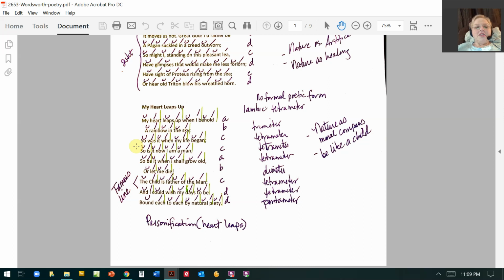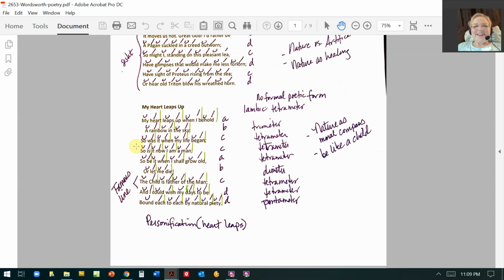So my heart leaps up when I behold a rainbow in the sky. So was it when my life began? So is it now I am a man? So be it when I shall grow old, or let me die. The child is father of the man, and I could wish my days to be bound each to each by natural piety.